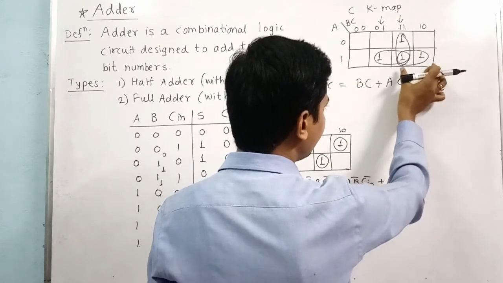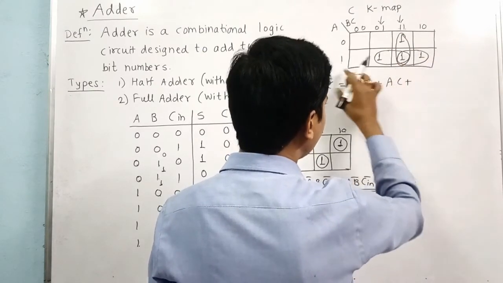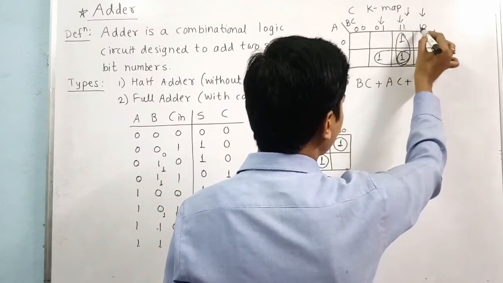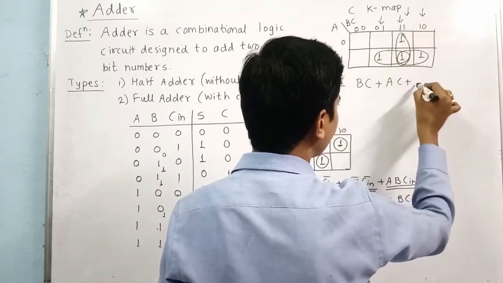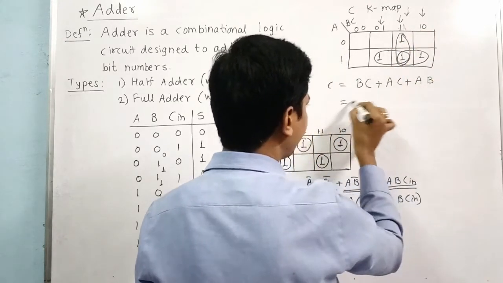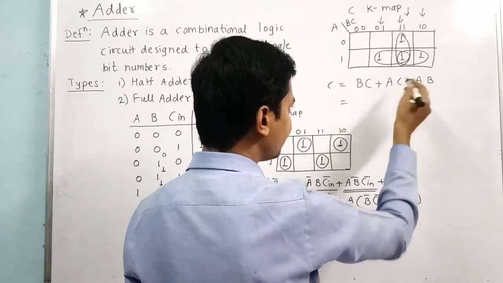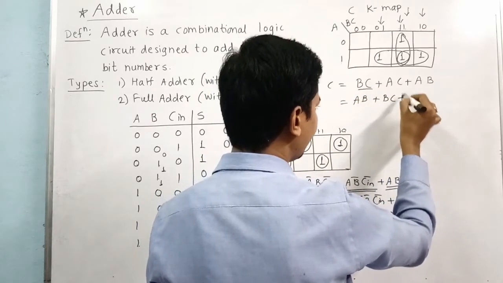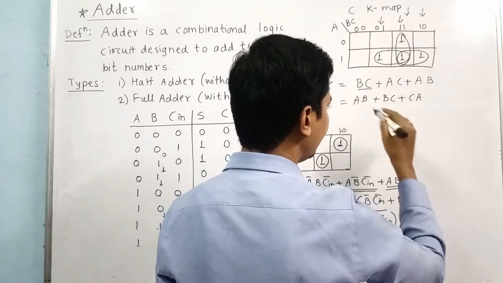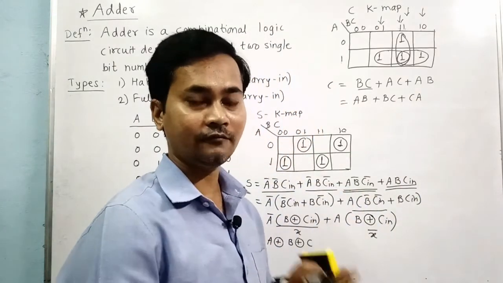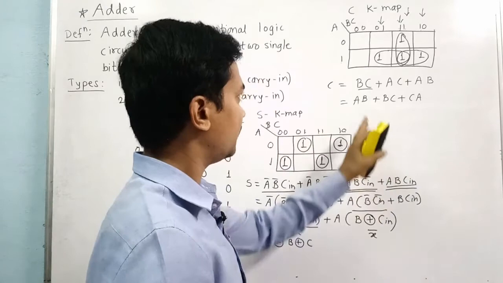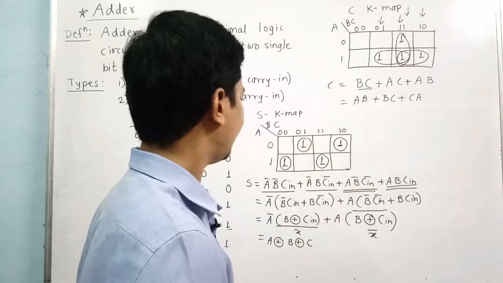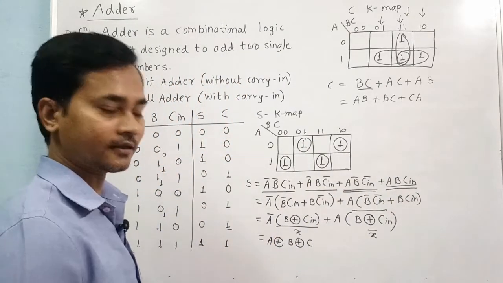And from this next horizontal group, A is common, and from this group B is common, or the first bit is common, so A B. I will just rearrange the terms: AB plus BC plus CA. This way we have to do just the ANDing of all the 2 bits: AB, BC and CA. Now let us implement the full adder circuit.